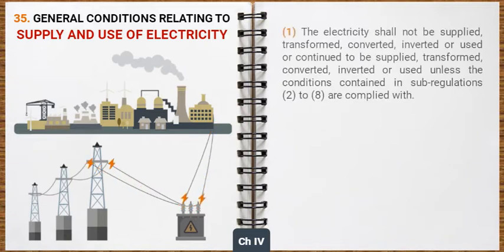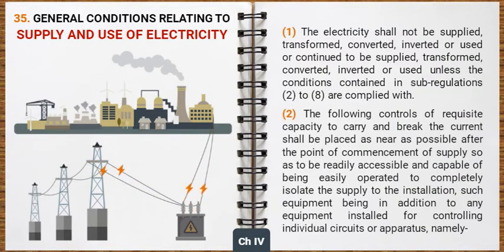Now, let us understand the general conditions relating to supply and use of electricity. The electricity shall not be supplied, transformed, converted, inverted, or used or continued to be supplied, transformed, converted, inverted, or used unless the conditions contained in sub-regulations 2 to 8 are complied with.